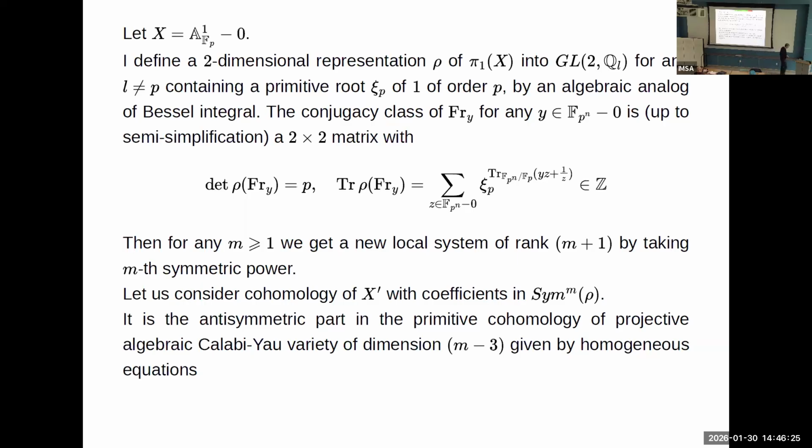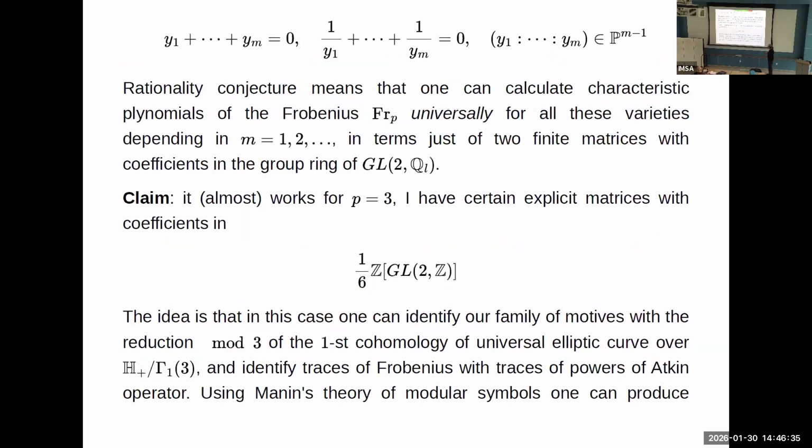What is it? It's actually a space of dimension, if I remember, something like M minus 2. And what is it? You consider a certain very interesting Calabi-Yau variety of dimension M, namely in homogeneous coordinates you write the sum over M variables is equal to 0, and the sum of inverses is equal to 0. It's an absolutely remarkable variety, about which I could give a whole lecture.